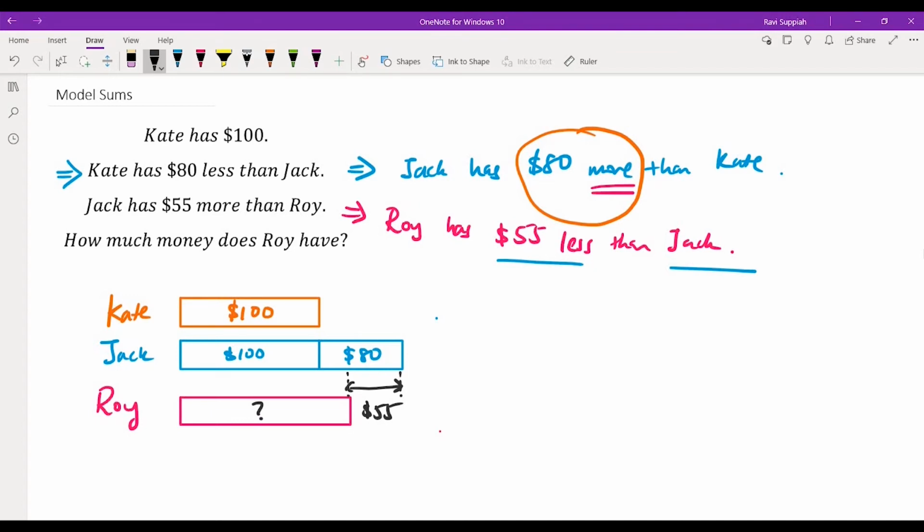So now you see that once you are able to represent everything nicely in the model representation, it is easy to solve it. Because now all you need to do is to first find out the total amount of money that Jack has, and then you subtract $55 from it. Okay, so that's the first thing we're going to do. First, let's find out how much money Jack has. So the amount of money that Jack has is 100 plus 80. So this would be $180. So this is the amount of money that Jack has.